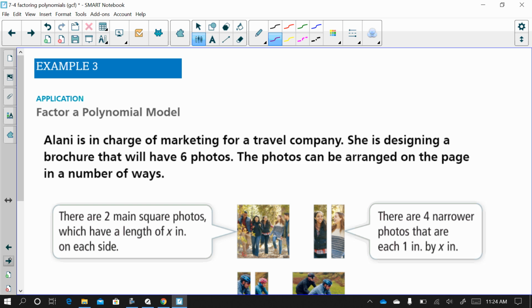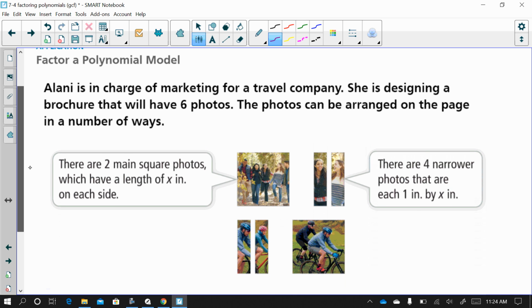Okay, so let's start looking at an application problem. Alani is in charge of marketing for a travel company. She is designing a brochure that will have 6 photos. The photos can be arranged on the page in a number of ways. So there's 2 main square photos, which each have a length of x. Okay, so I know this is x, and I know this side is x. Okay, same thing with this square picture down here.